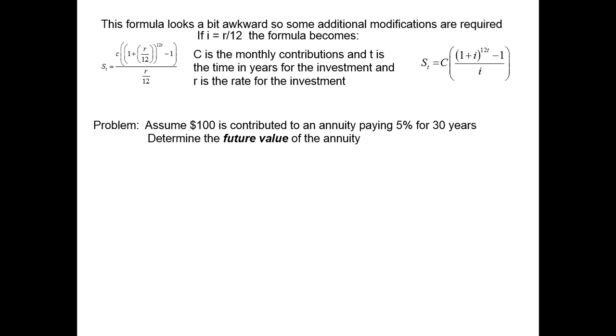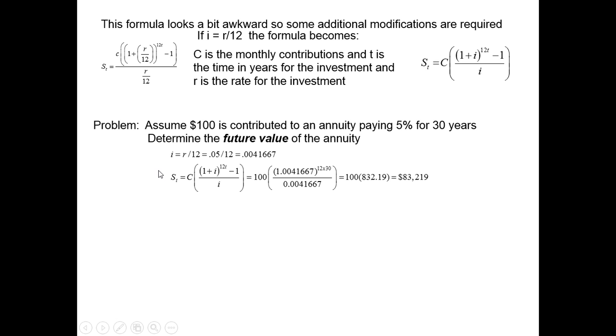So there's our equation. First thing we've got to do is determine I. I is R over 12, so we've got our 0.05 divided by 12. That's this decimal value. You want to carry all those decimals. Don't want to lose those. Then we're going to put everything else into this formula here. C is the monthly contribution. We put everything in. We're going for 30 years.